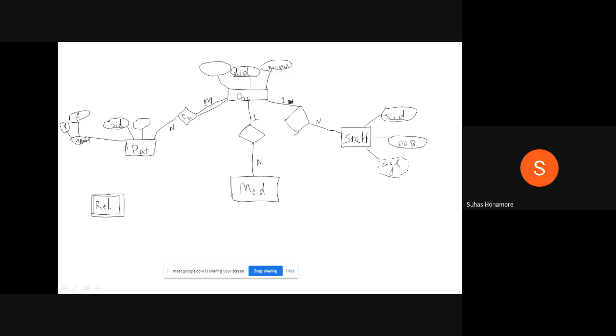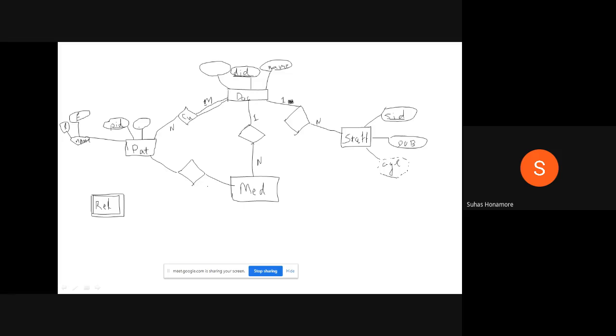Okay, so here the cardinality ratio I'm taking as one doctor will write n number of medicines, or n number of medicines he will give. Now we'll see the relation between patient and medicine. Obviously, if he's a patient, he has to take the medicine. So compulsory, this relation will be there.